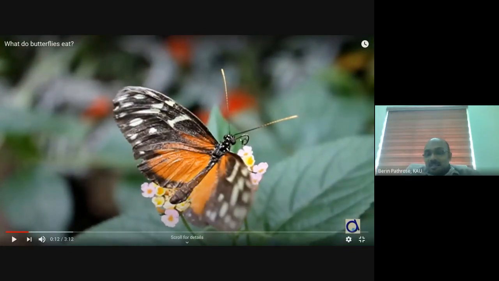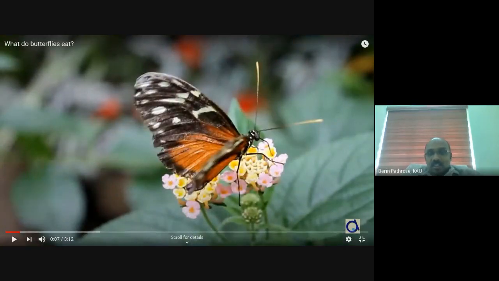See this, this is the proboscis. Can you see how it is coiled over here? Watch the video again closely. Now the proboscis is elongated. It is inserted into the flower to suck the nectar.